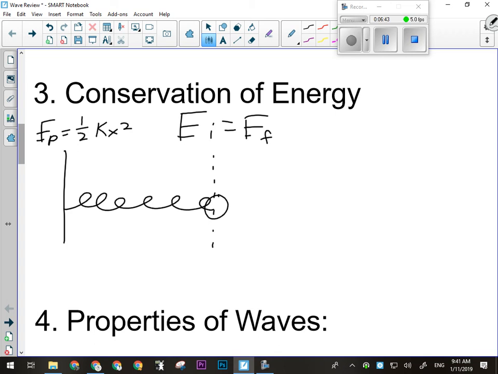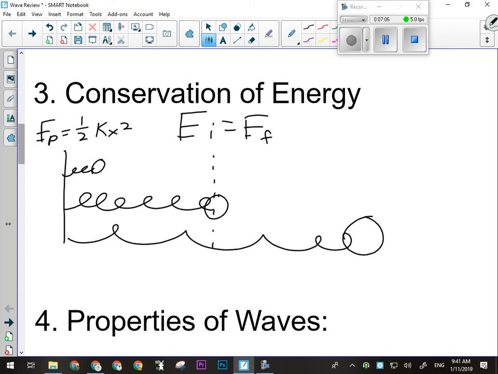When it is here or out here, it would only have potential, because that's where its speed will be 0 and it'll be experiencing the maximum displacement or amplitude from equilibrium. So all of its energy will be potential. If it's anywhere in between, then it has some of each.